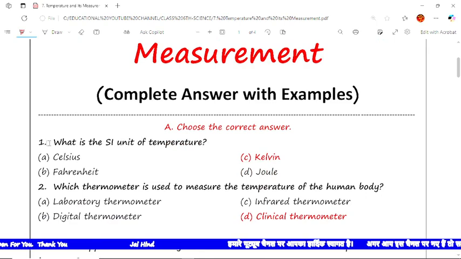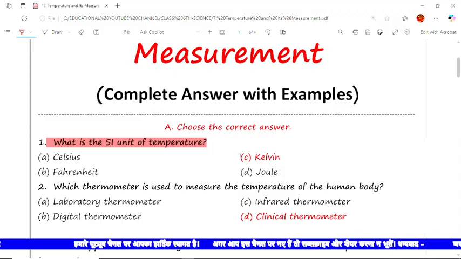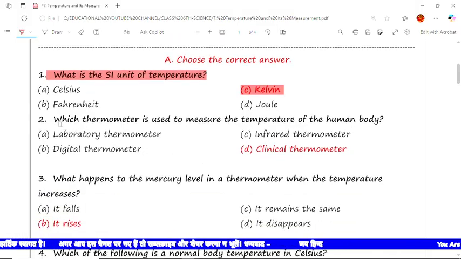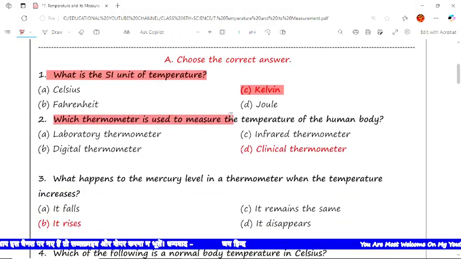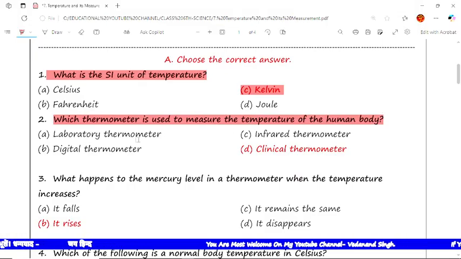The first question is, what is the SI unit of temperature? The SI unit of temperature is Kelvin. So C is the correct answer of this question. Now the next is, which thermometer is used to measure the temperature of a human body? Options are laboratory thermometer, digital thermometer, infrared thermometer and clinical thermometer. So the correct answer is clinical thermometer. So D is the correct option for the question.